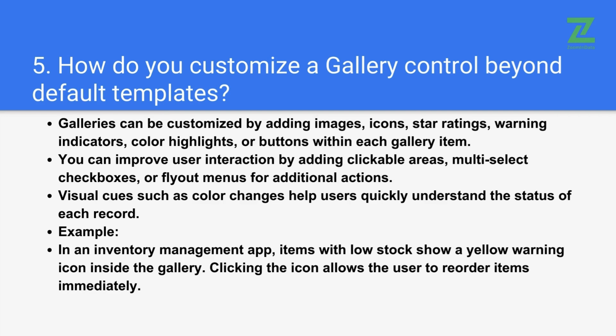Example: in an inventory management app, items with low stock show a yellow warning icon inside the gallery. Clicking the icon allows the user to reorder items immediately.